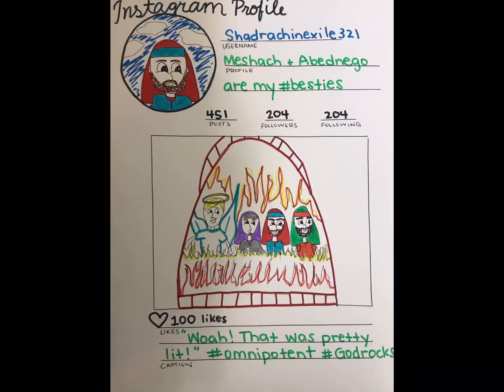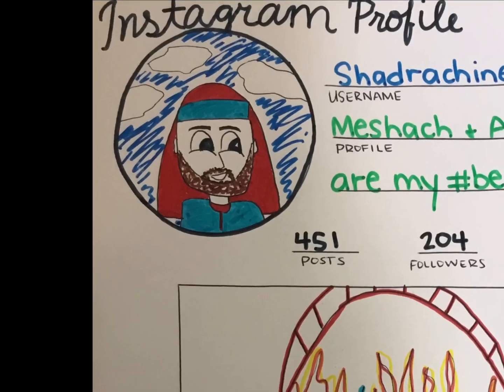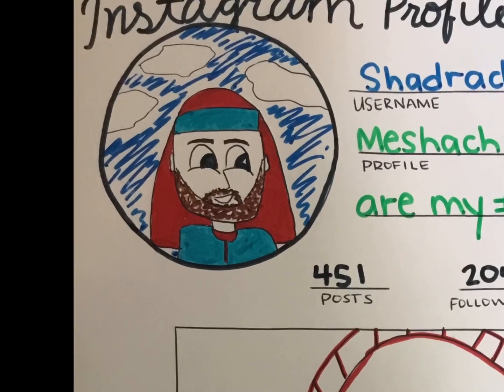So the first thing in our rubric is you need to draw a profile picture. Like I said, I did mine on the story of Shadrach, Meshach, and Abednego, but you're going to do it on Daniel in the lion's den, okay? I just did it on Shadrach as an example. You need to draw a picture of what you think Daniel's Instagram profile picture would look like, and that goes in the circle. And that's worth 1 point.